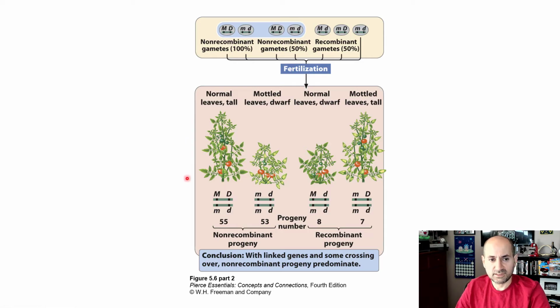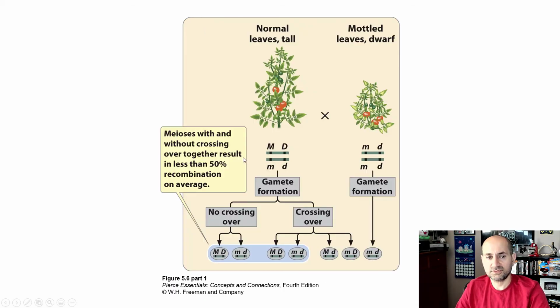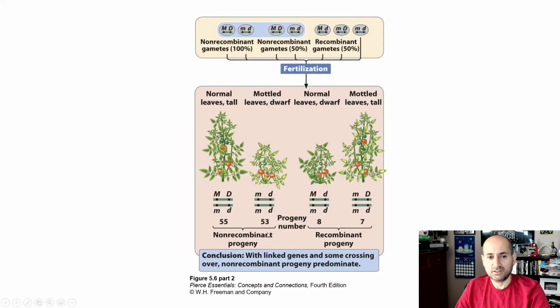So this is what we see in the progeny here from self-fertilization. We see 55 non-recombinant heterozygous dominant. We see 53 non-recombinant, just like the parents. So non-recombinant means same phenotype as the parents. So remember, heterozygous dominant and homozygous recessive. We saw 55 like the first parent, 53 like the second parent. But then we did see new combinations.